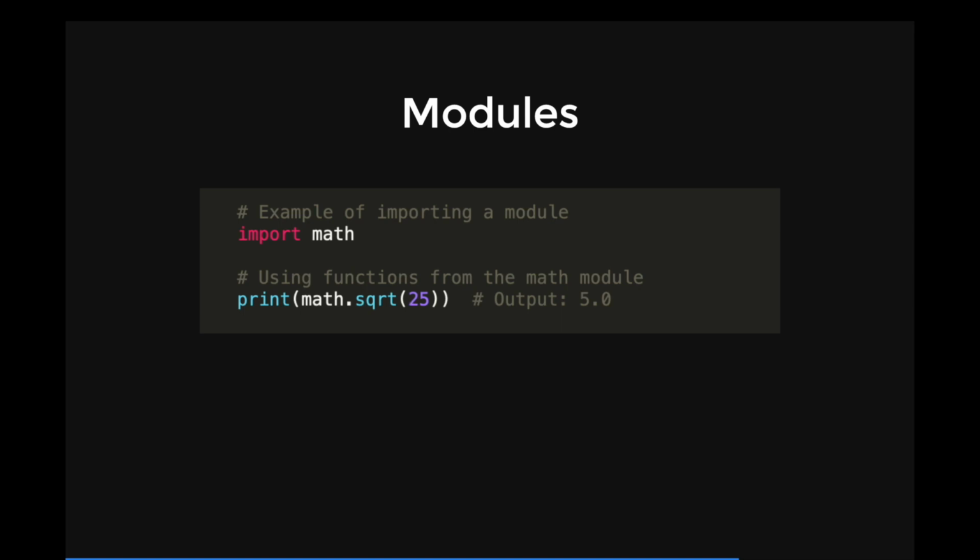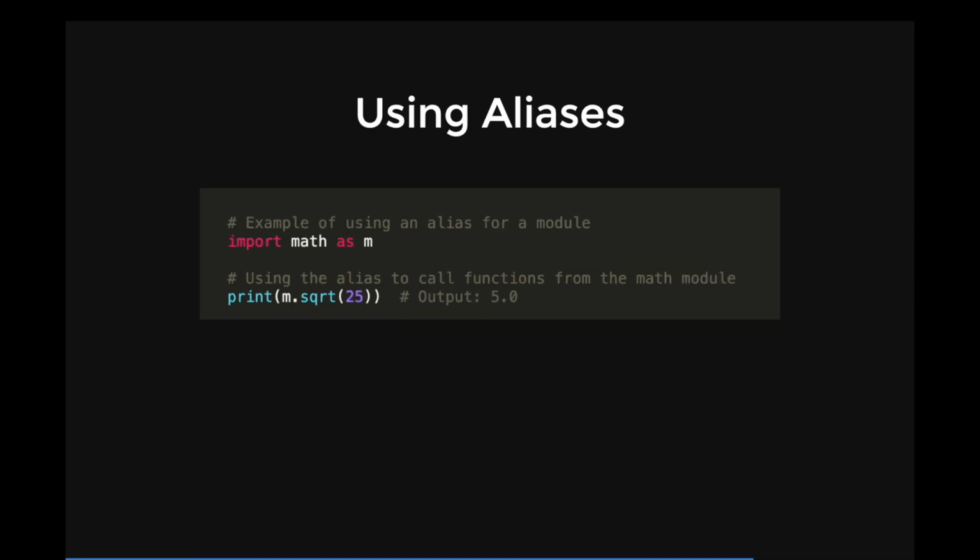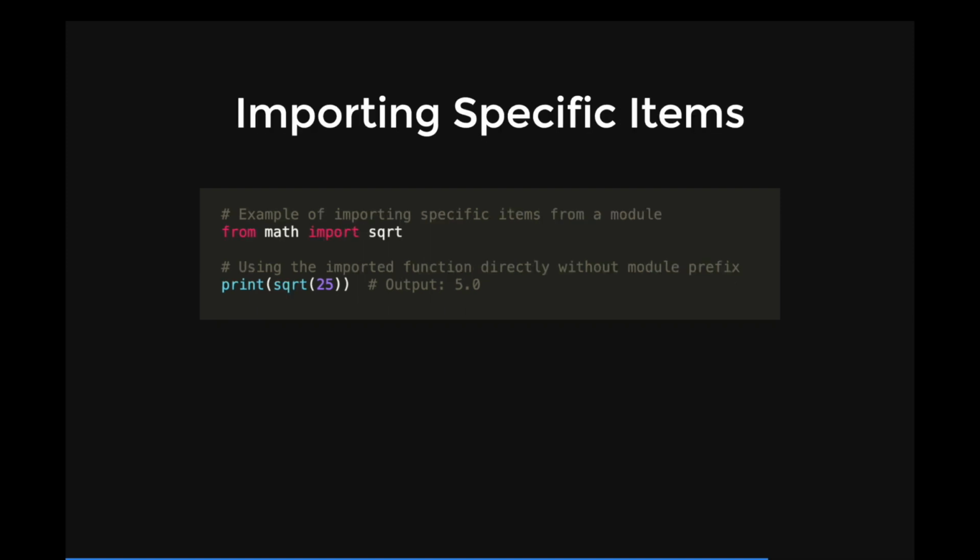Using aliases. You can use aliases to provide alternative names for modules, making them easier to reference in your code. So instead of calling math.sqrt as in the previous one, we import the math module with the alias m. We then use the alias m to call the square root function from the math module. I know it's not a big deal, but sometimes it helps.